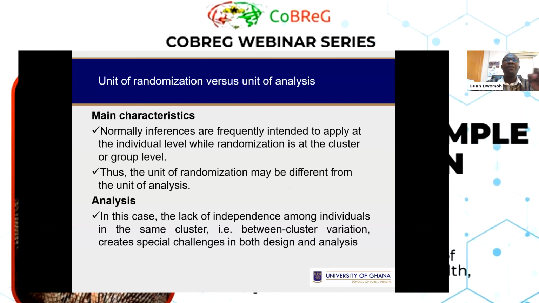Okay. Then we also have unit of randomization versus unit of analysis. Of course, I said that your unit of randomization can be at the cluster level, and that is when we have cluster randomized design. But your unit of analysis may be at the individual level. For instance, you implement an intervention at the facility level, but your unit of analysis are patients who are visiting these facilities. That is your unit of analysis. But there are also cases where your unit of analysis is the same as the unit of randomization. For instance, you implement an intervention at the facility level, and then you also assess the effect of that intervention also at the facility level. In that case, your unit of analysis is the same as your unit of randomization.